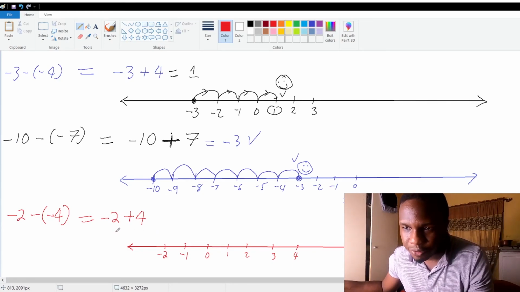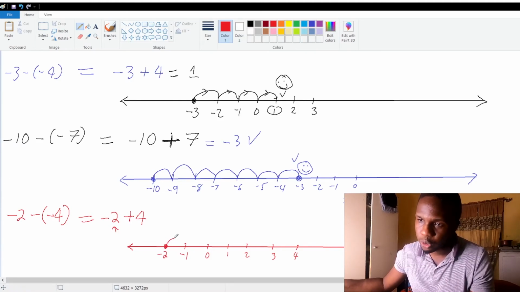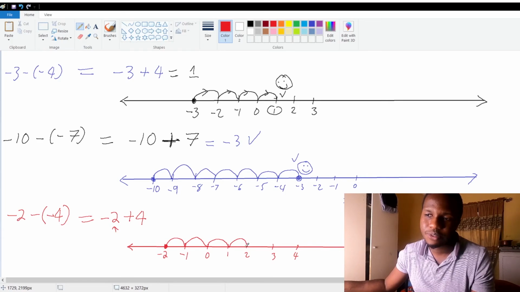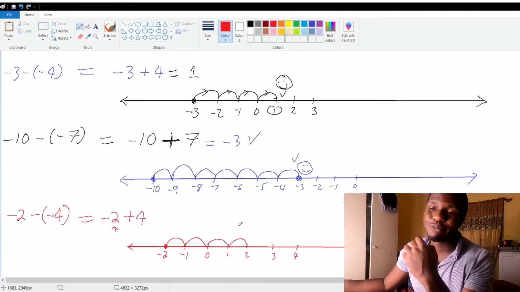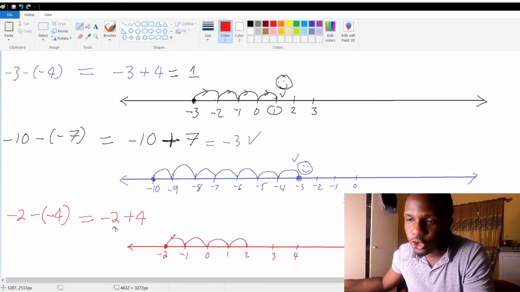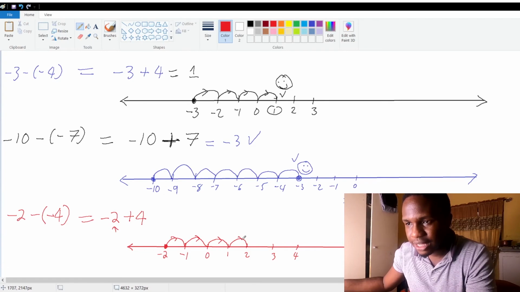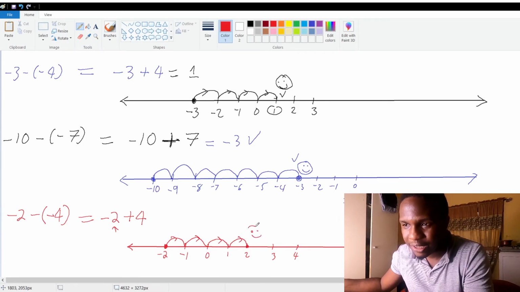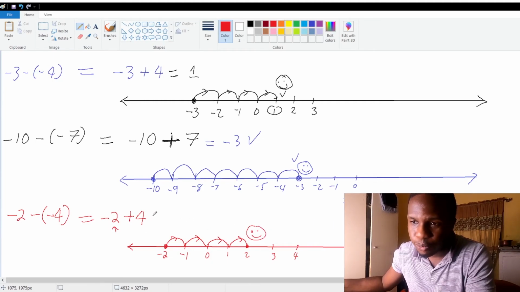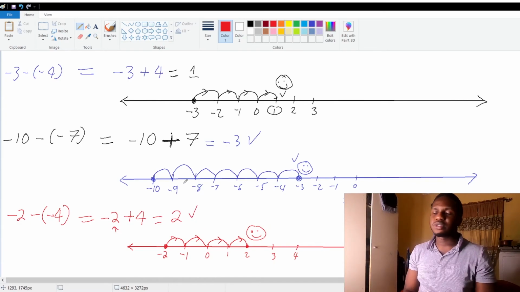So again, you start from where? You start from the minus 2, and then you go 4 steps forward, which is 1 step, 2 steps, 3 steps, and 4 steps. So we have this, and where's our landing point? Our landing point is on 2, okay? So minus 2 plus 4 is what? Is 2, okay? That about concludes this session.